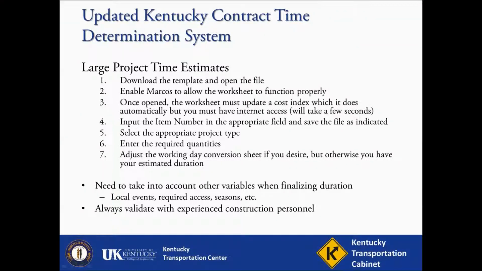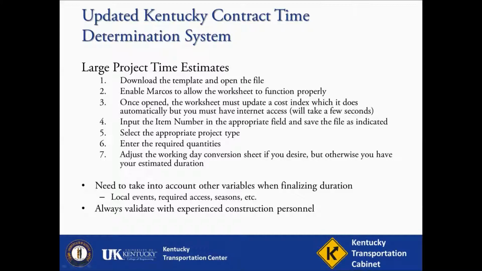As mentioned, the steps for completing a contract time estimate for larger projects is fairly simple to follow. First, download the template and open the file. You will need to enable macros to allow the worksheet to function properly, and there should be a button indicating this on the top of the sheet the first time you open the spreadsheet. Once opened, the worksheet must update a cost index, which it does automatically, but you will have to have internet access, and it will take a few seconds. This is necessary because the equations must reverse inflate the construction estimates to account for any price changes over time.